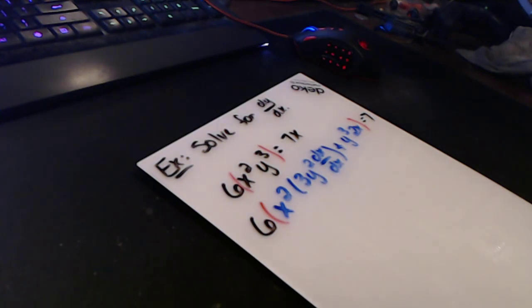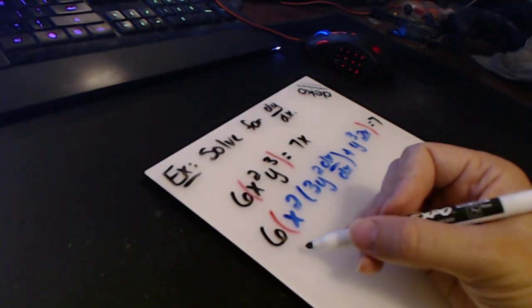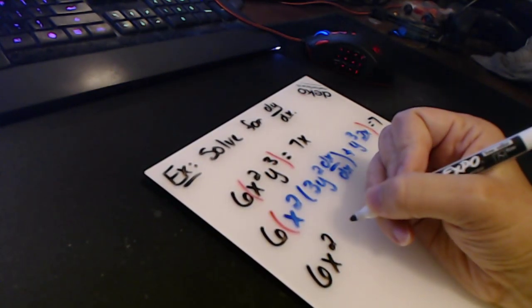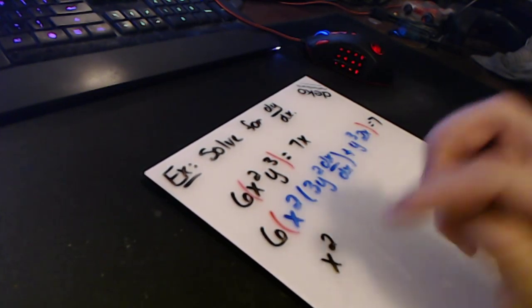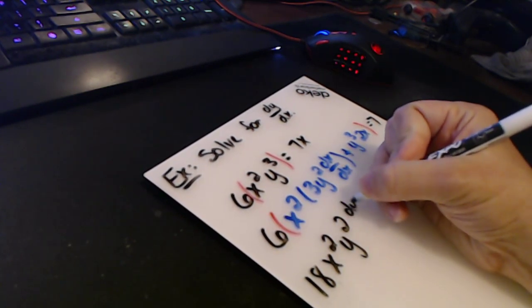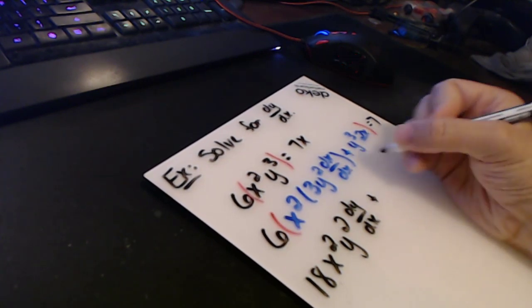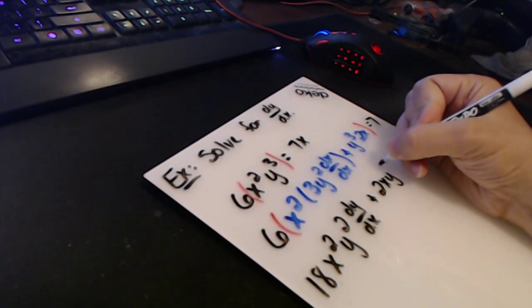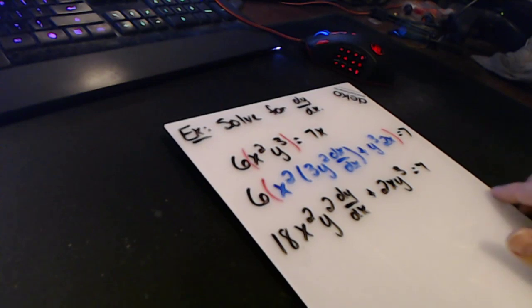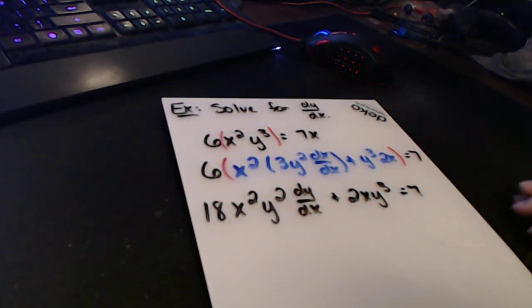So we have everything we need. We did the calculus part, and now we're back to solving the equations algebraically. So really this just takes some moving around. Now it's going to be 6 times 3 is 18, x squared, y squared, dy dx, plus 2xy cubed equals 7. I like to write things in alphabetical order, so you don't necessarily have to do it this way. I just think it looks better.